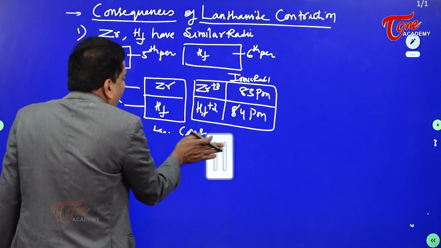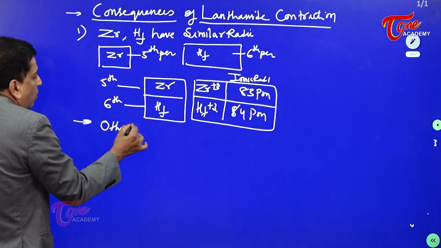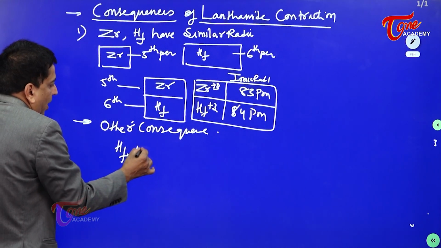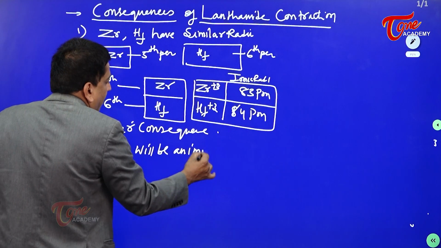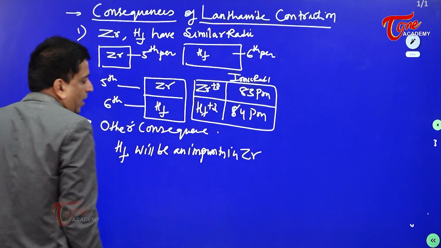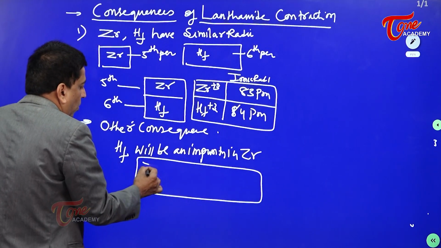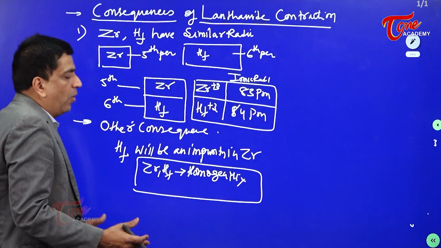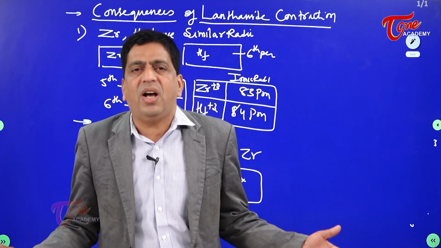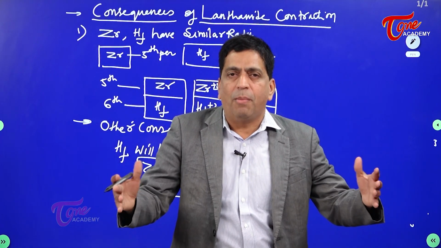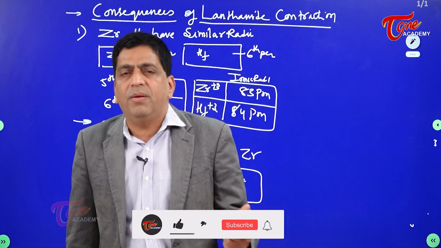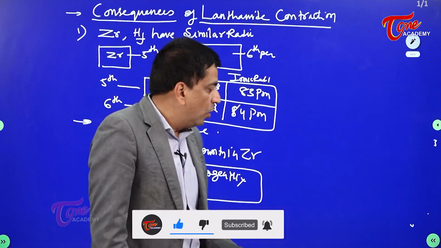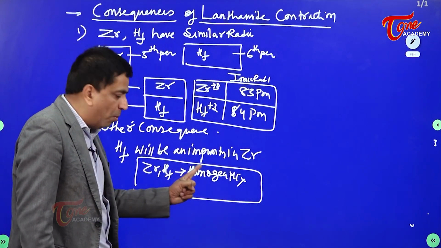In fact, you understand the supplementary consequences. The other consequence is that hafnium will be an impurity in zirconium. You must understand, because zirconium and hafnium almost form a homogeneous mixture. When people form a homogeneous mixture, it's indicative of similar sizes. Not everyone will form a homogeneous mixture. A 5 feet fellow cannot form a homogeneous mixture with a 7 feet fellow. All 5 feet, fine. You must understand. So due to similar radii, zirconium and hafnium form homogeneous mixtures.